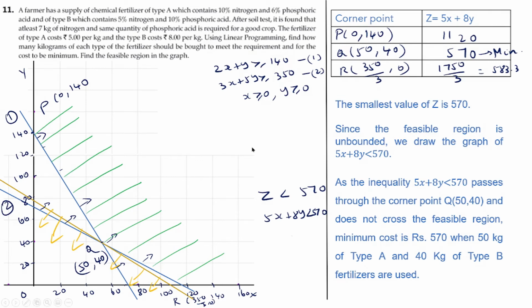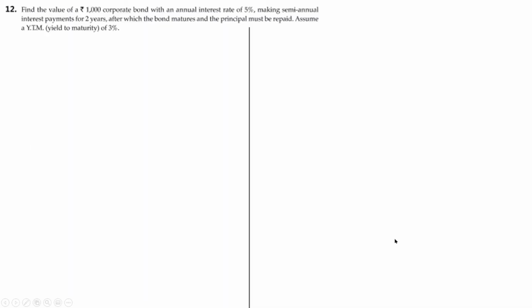So here formulating the given linear programming problem carries 1.5 marks. Drawing the graph carries 1.5 marks. Then the corner point and writing the result, all these carry 1 mark. So a total of 4 marks. Moving on to the next question.